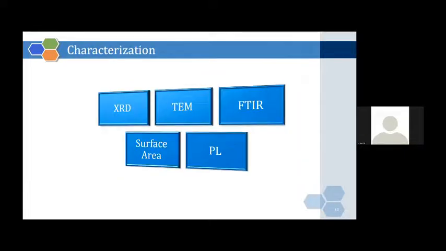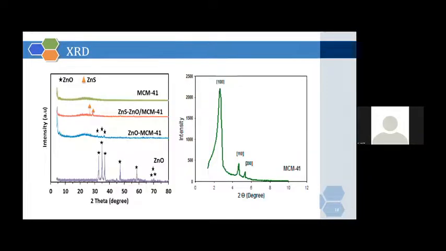Results and discussion. The first is the characterization of the prepared photocatalyst. We will discuss it from XRD, TEM, FTIR, surface area, and photoluminescence. The first is the XRD. For MCM, the left figure shows an amorphous peak at 2 theta equals 23, which is a characteristic peak for MCM, while the right figure shows the small angle X-ray diffraction pattern of MCM-41.